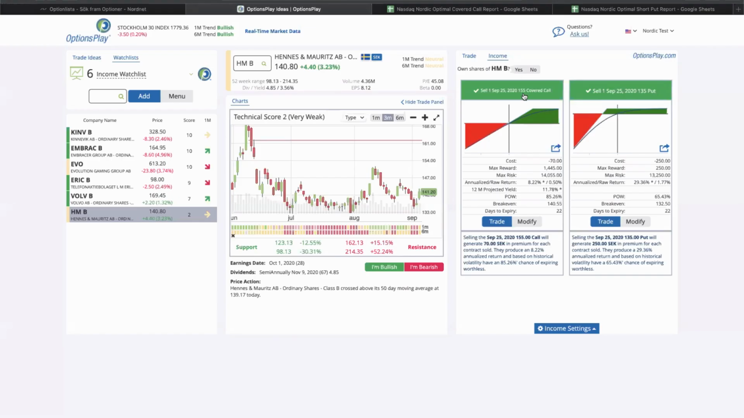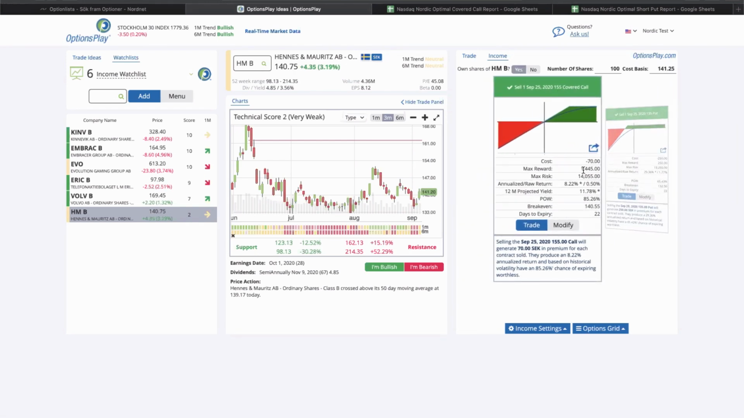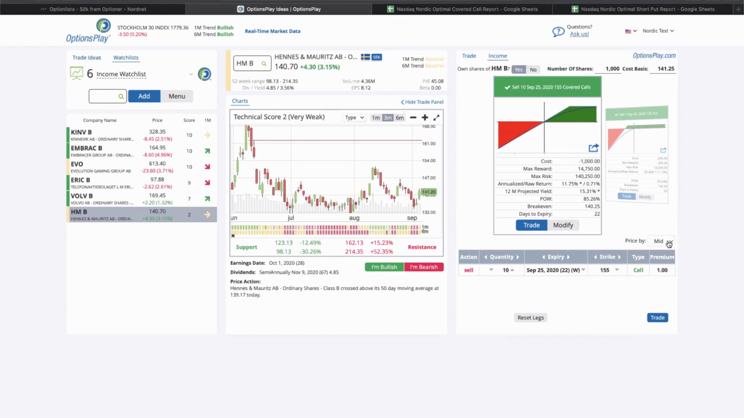So that's why OptionsPlay not only selects the strategy, the expiration date, and the strike price, but it also analyzes the strategy for you. So all you have to do is enter the number of shares that you own. Let's say you own 1,000 shares of H&M. What it will show you is which expiration date, so in this particular case, the September 25th, and which strike price, which is the 155 strike price. And it will show you, based on the bid and ask price, roughly how much premium you can generate.